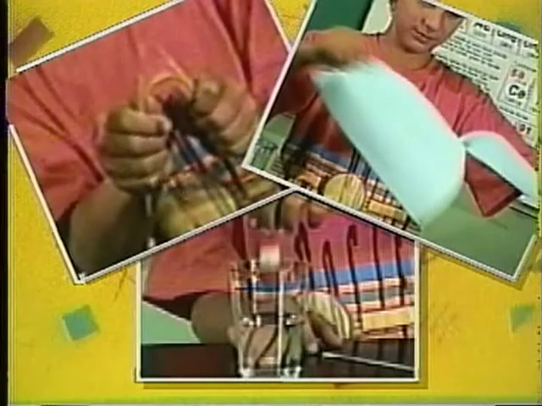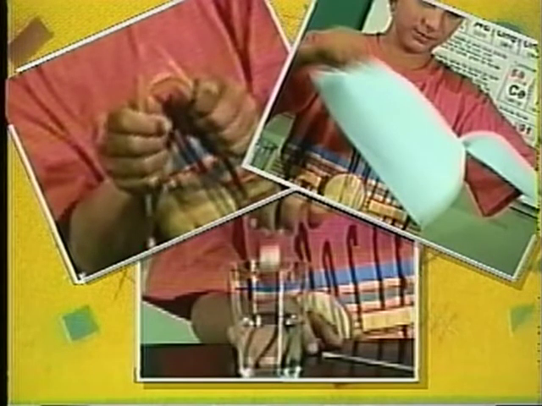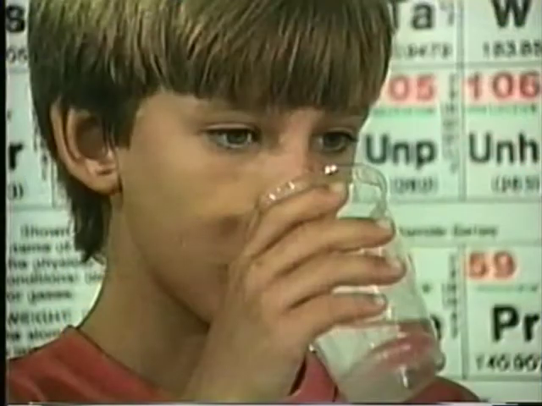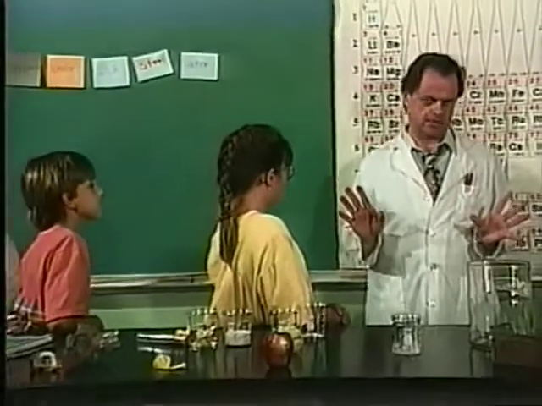The wood is still wood. The paper is still paper. And even though the sugar has disappeared from sight, the sugar is still sugar. You can taste it. Taste is another physical property of matter, but it's very dangerous to use when identifying substances. So, never taste anything in a science class.